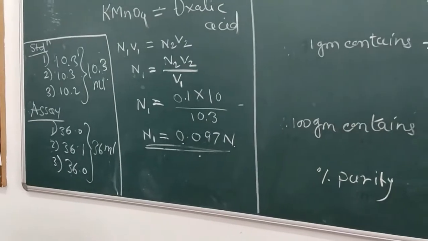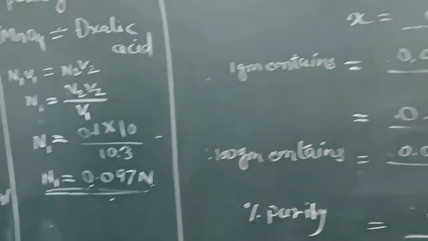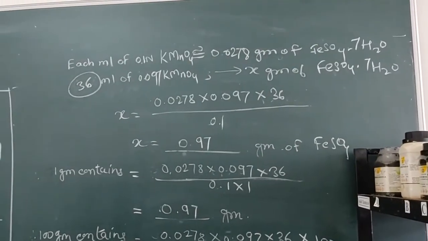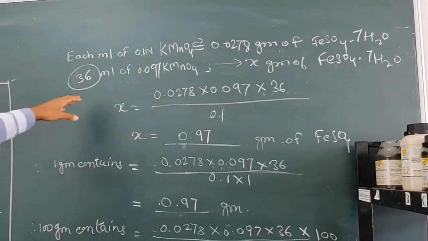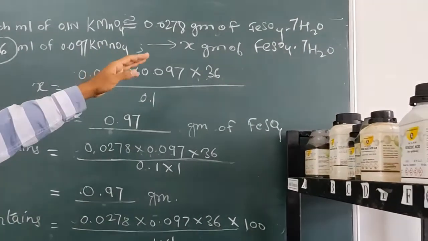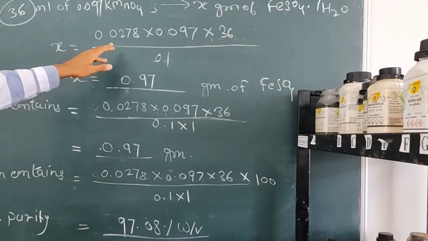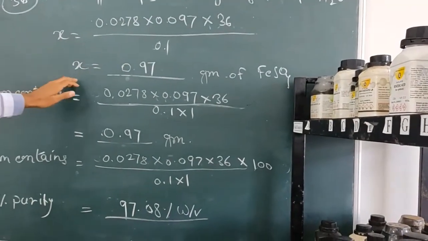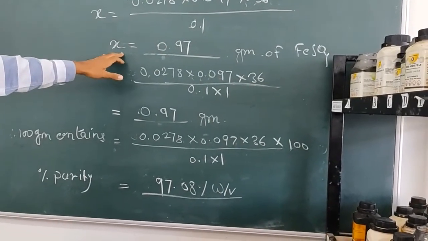Let's start with the calculation of assay. The burette reading for assay is 36 ml. Each ml of 0.1 normal potassium permanganate is equivalent to 0.0278 gram of ferrous sulfate. Then 36 ml of 0.097 normal potassium permanganate contains how much amount of ferrous sulfate? Put the values in the formula: 0.0278 into 0.097 into 36 divided by 0.1. Then X is equal to 0.97 gram of ferrous sulfate.